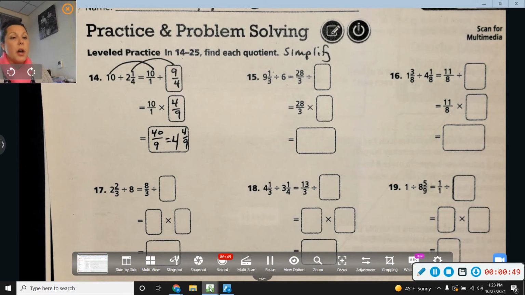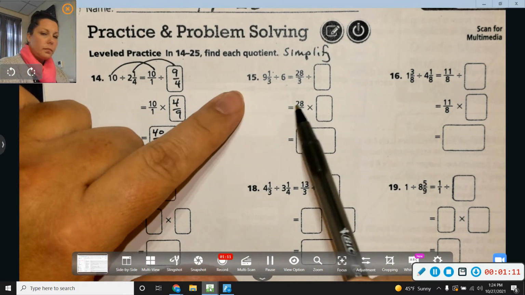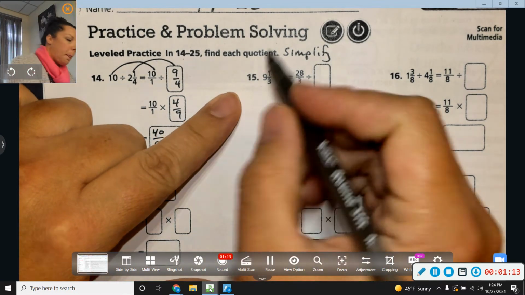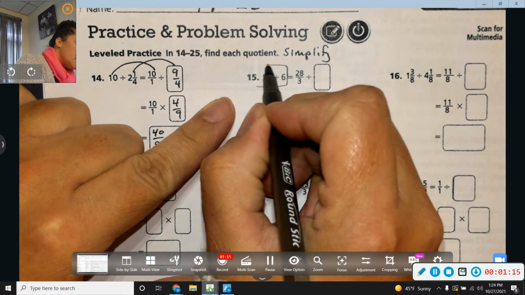And we're talking about using the wheel to change a mixed number to an improper fraction. We're talking about keep, change, flip when we are trying to divide fractions. So this is just more practice. We're just using the wheel now to get our improper fraction. Okay? So number 15, I want you to look at this.